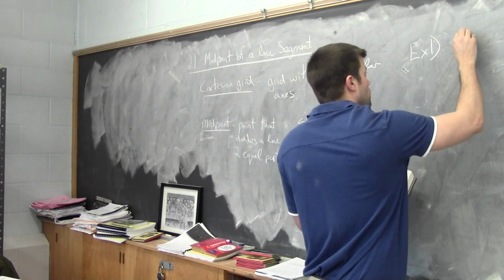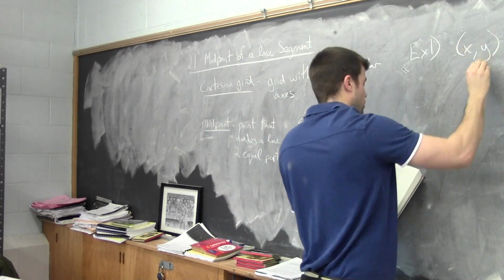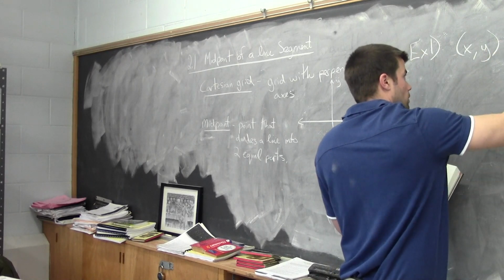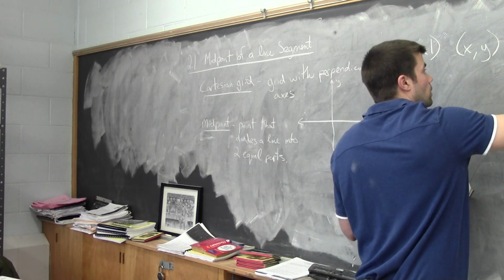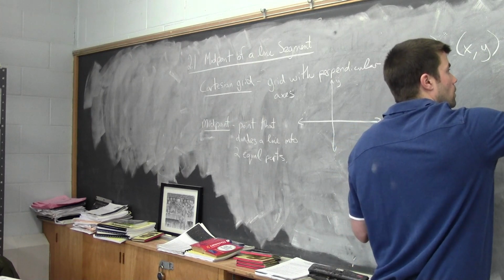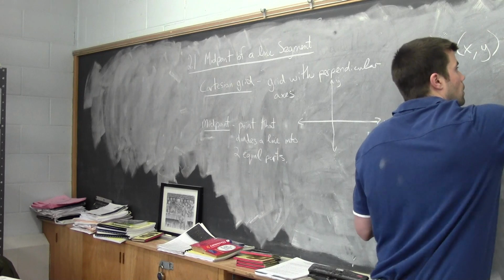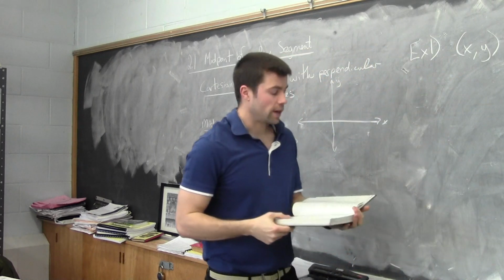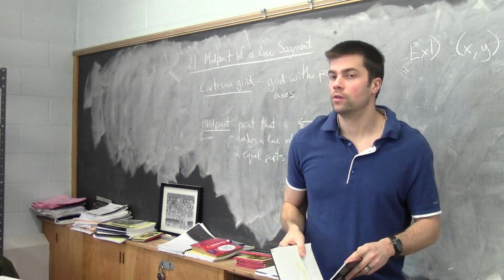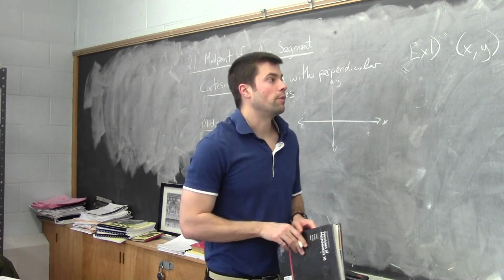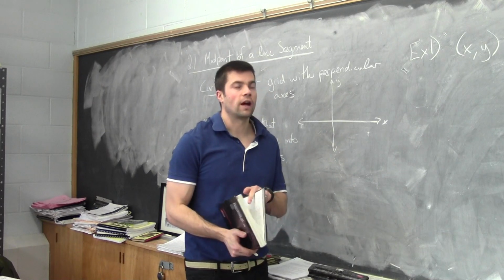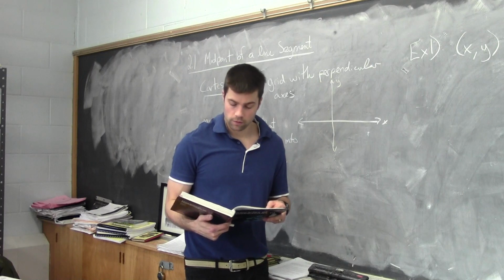All right, the formula for midpoint, this is one you're going to want to memorize, is (x, y), so that's the point. It's just (x1 + x2)/2 and (y1 + y2)/2. Okay, so this is pretty easy to memorize. You're just adding the x coordinates, dividing by 2, and adding the y coordinates and dividing by 2.